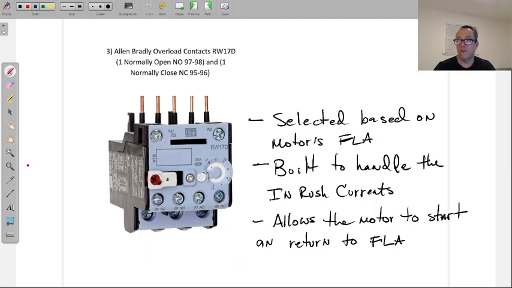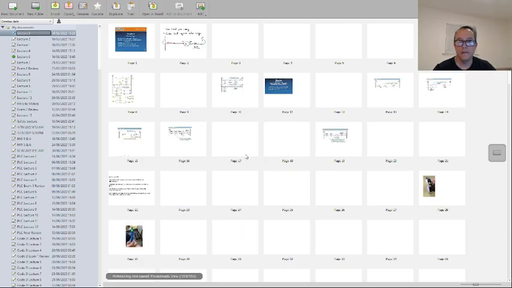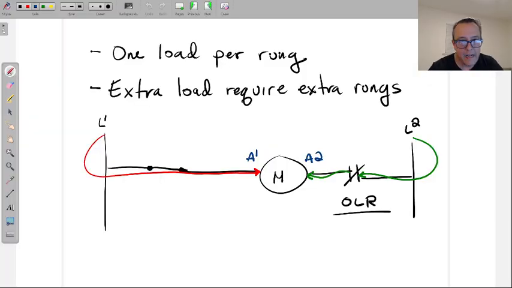But in the event of an overload, we'll go back over to the notes where we're at. In the event of an overload, the normally closed contact is now going to open. And when it does, all that happens... Why does the motor stop? The motor stops because I lose my neutral. That's all. It doesn't stop the motor, technically.